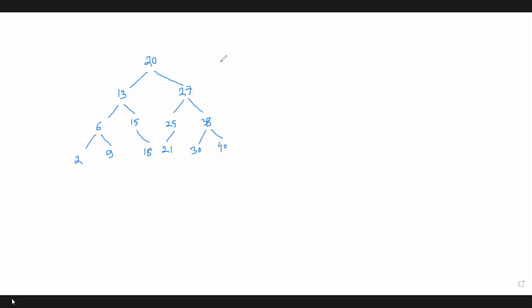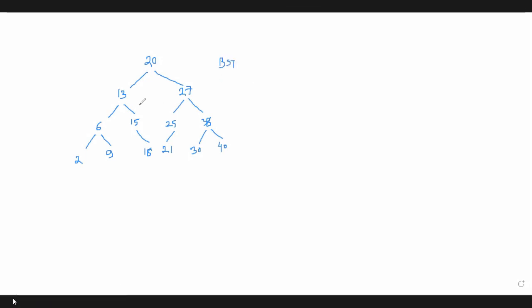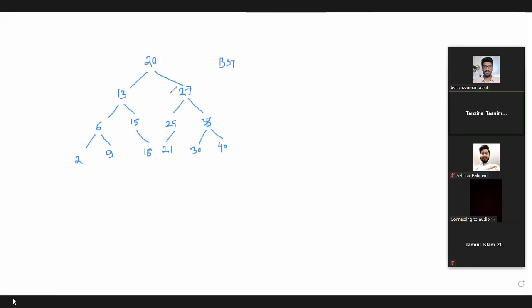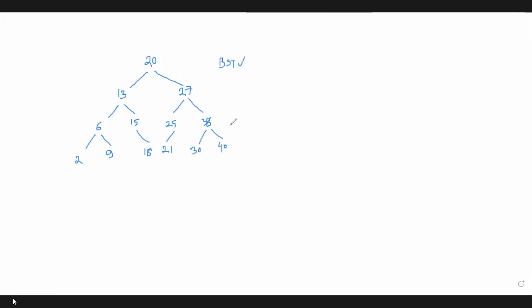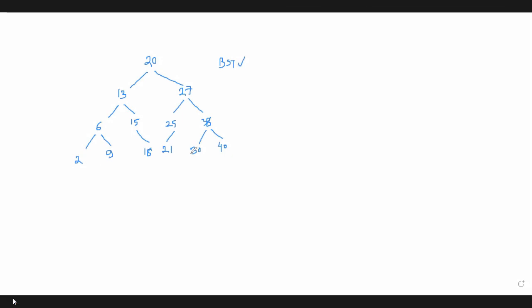Is it an AVL tree? At first we'll check whether it is a BST and then we'll calculate. So is it a BST? Look at the left subtree. Here all the nodes are less than the root node 20. And in the right subtree, all the nodes are greater than 20. That means it's a BST. Is it a balanced tree? There are some leaf nodes: 2, 9, 18, 21, 30, 40. For these leaf nodes, the balance factor is 0. 6, 30, 27, 38 exactly have two children. One is the left child, another is the right child. So their balance factor will be 0.